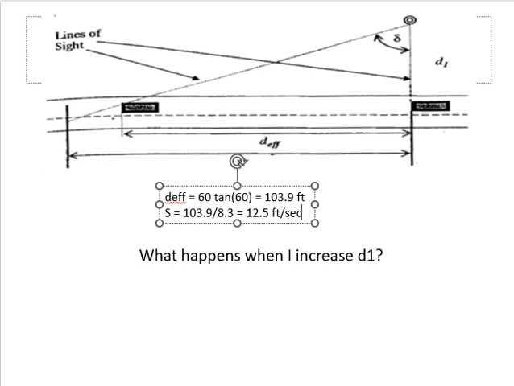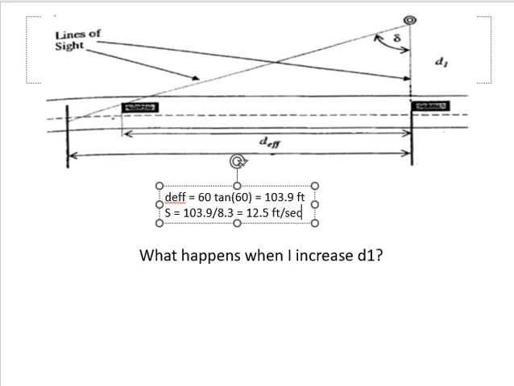So if I increase D1, what will happen? D effective will increase, right? If I increase D1, D effective will also increase. What is happening with the error? It is becoming less because D effective is becoming closer and closer to D. So you can play around with these values. You can put this equation into Excel and see which value will give zero error, for example.